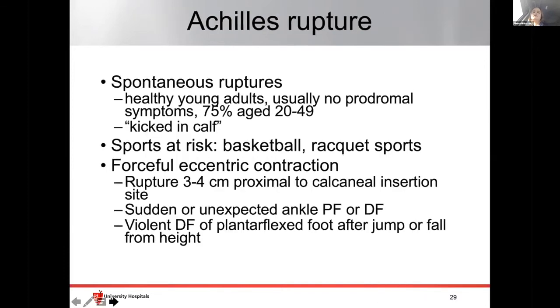But the second common thing that we see is Achilles rupture, and there have been some advancements in how this is rehabilitated, and so I thought I would go through this quickly. So spontaneous ruptures are pretty common, usually an eccentric type contraction, particularly in basketball, and it generally ruptures about 3 to 4 centimeters proximal to the attachment point.